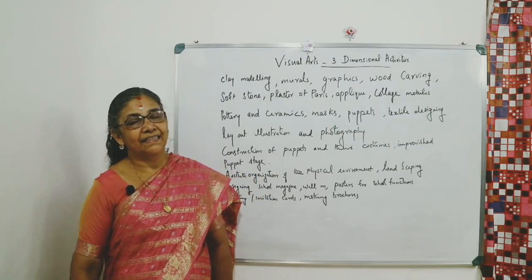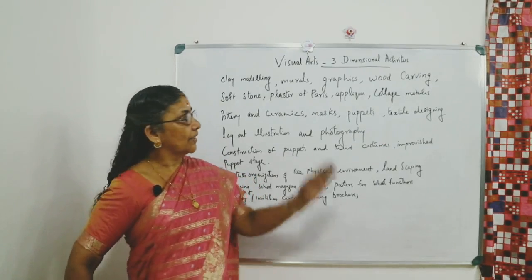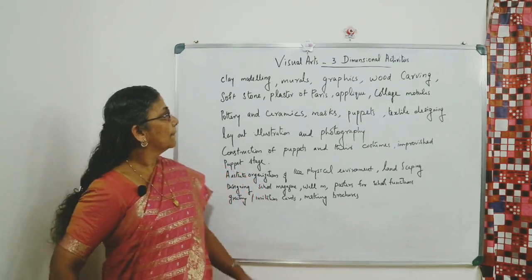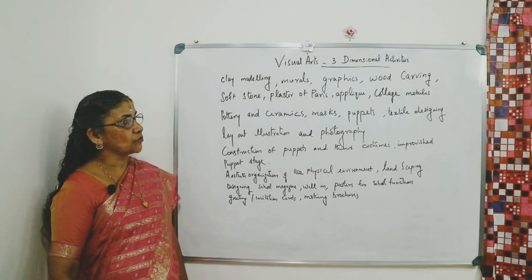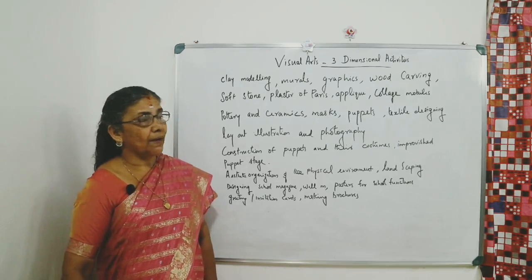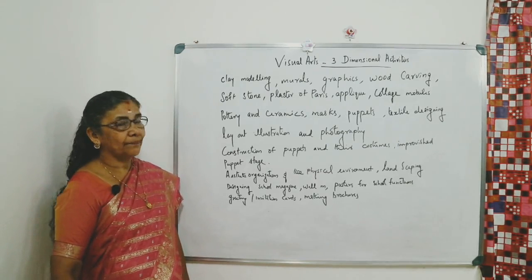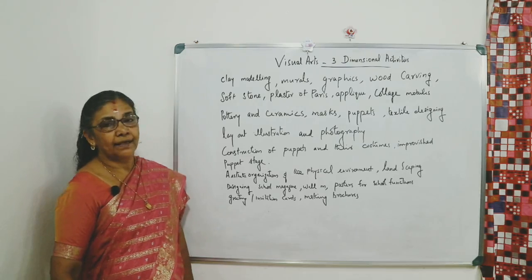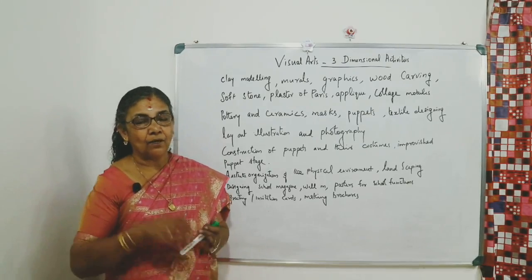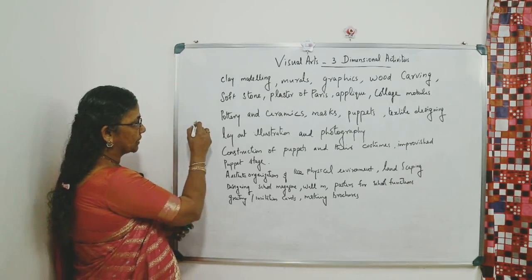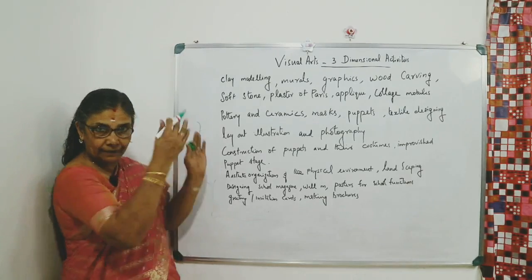Here we can see art integrated learning based on three-dimensional visual arts. What are the categories the CBSE has given? Clay modeling, murals, graphics, wood carving, soft stone, plaster of Paris, applique work, collage mobiles, pottery and ceramics, masks, puppets, textile designing, layout, illustration and photography. Layout illustration: when you are writing the project or assignment, you can use different types of layouts, or some flowers you can draw, like that is a layout.